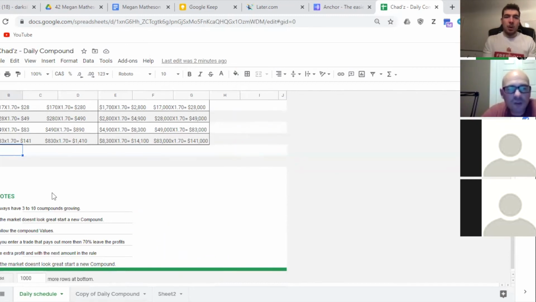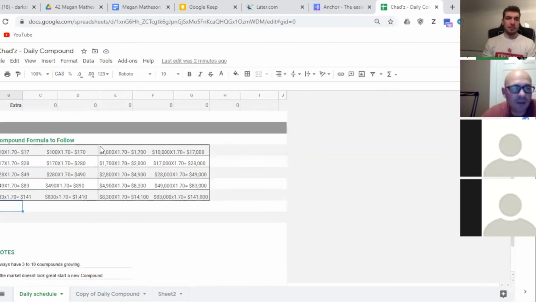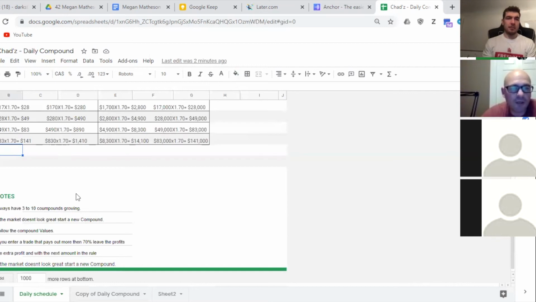And also, if you go read the notes, I made it really simple. Always have three $10 compounds growing. So whether you're at $100, you always have three $10 growing. If the market doesn't look great, start a new compound. Follow the compound value, right? This is the compound value. So you always go to the next value.